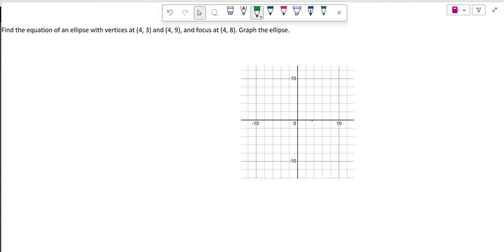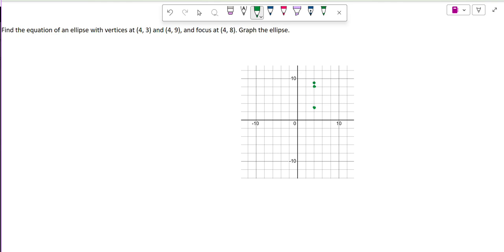So 4, comma 3. Oh, this graph goes by 2. Okay, 2, 4, and then up to 3. That just makes it extra challenging, I guess. And then 4 and then 9, which I guess would be right here, right before 10. And the focus point, they're just giving us one of them. There still are two of them, is at 4, 8. So that's right here.